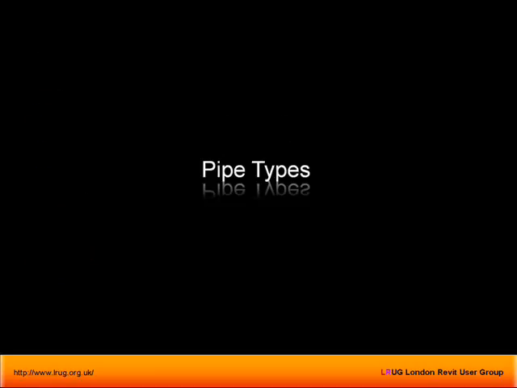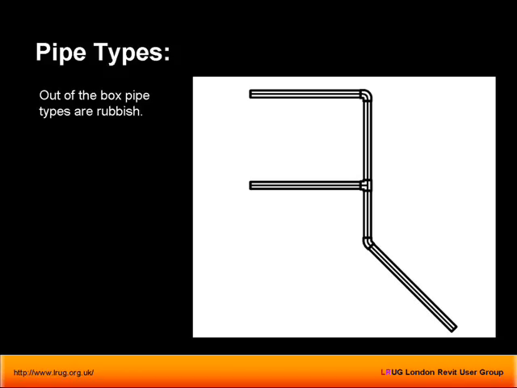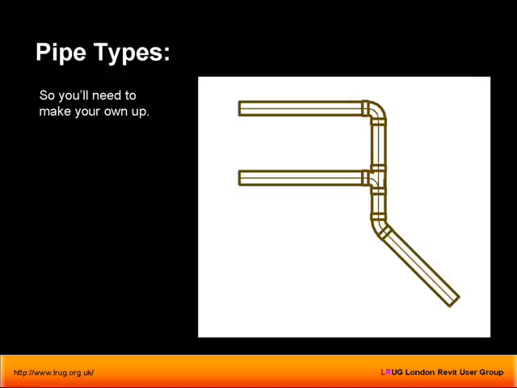Okay, first of all, pipe types. When you fire up Revit MEP out of the box, that's your default pipe type, which looks absolutely nothing like underground drainage. Okay, so it's a little bit rubbish. But there is plenty of stuff in the box to put together a pipe type that looks a lot more like the sort of pipes and fittings that you would get should you dig up your back garden. That's the sort of stuff you'd see.